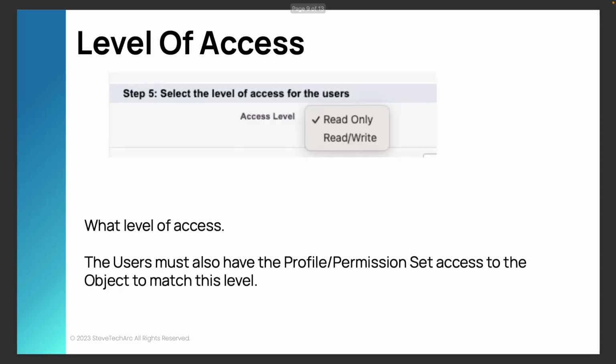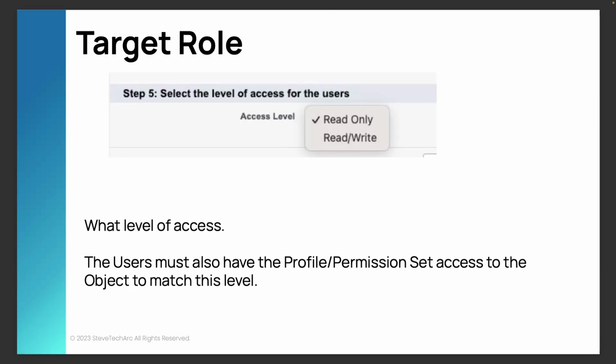And then you're going to determine the level of access. So you're going to determine whether they have read-only or read-write. And we are assuming that when you have this level of access, the target users have the profile permission set access to match. So you can grant them read-write, but if their profile permission set only allows read, they won't get write. They need both the profile permission set access for write, and they'll need the share level access for write. They need both of those to match in order to have access.